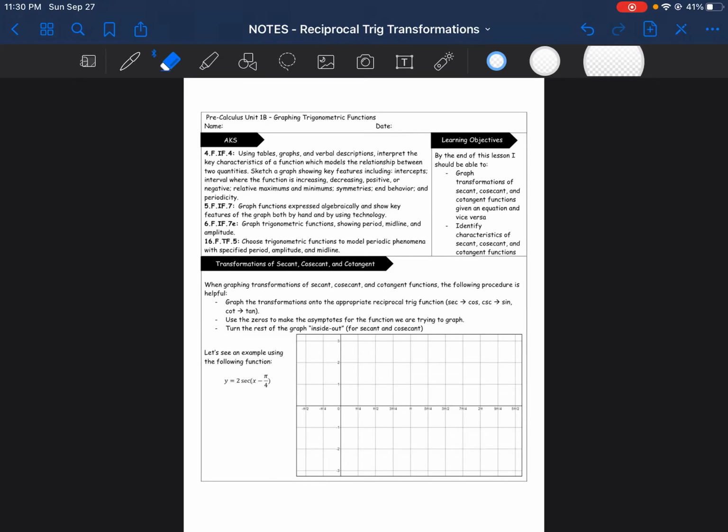In today's video, we're going to be looking at graphing transformations of secant, cosecant, and cotangent functions given an equation, and giving an equation given a graph. Let's go ahead and get started here.